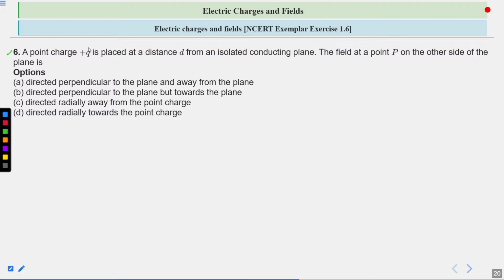A point charge plus Q is placed at a distance d from an isolated conducting plane. The field at a point P on the other side of the plane is what? Given option. Option A is directed perpendicular to the plane and away from the plane. Option B, directed perpendicular to the plane but towards the plane. Option C, directed radially away from the point charge. And option D, directed radially towards the point charge. So which one is correct? Think about it.